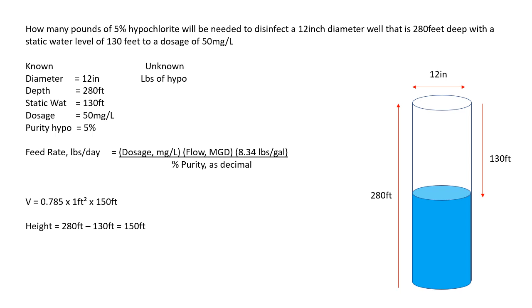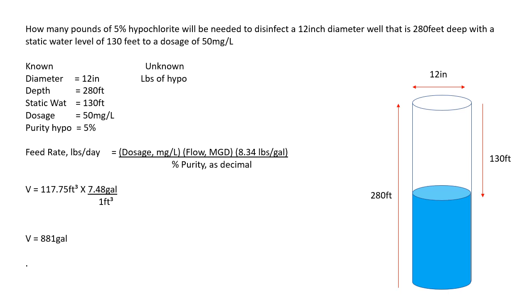So now we can solve the volume. Let's do our multiplication. 0.785 times 1 foot squared times 150 feet. And that gives you a volume of 117.75 cubic feet. Now we need to convert this to gallons. There are 7.48 gallons in a cubic foot. So 117.75 cubic feet times 7.48 gallons over a cubic foot. Cubic feet cancel out. You're going to be left with gallons. That means we have 881 gallons of water in this well.